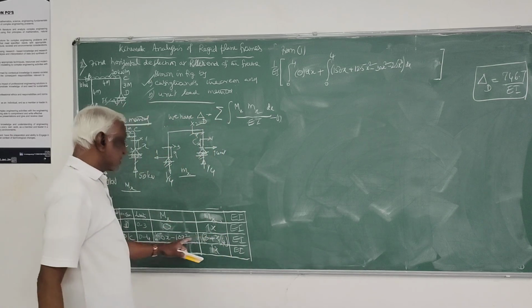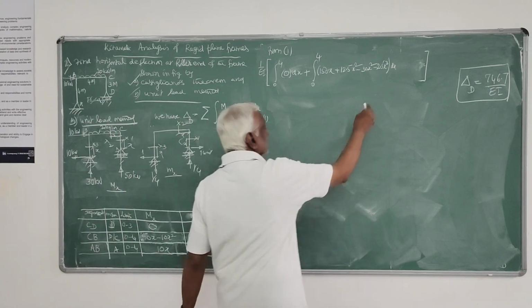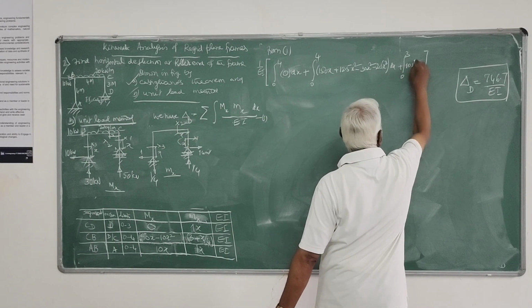This mx. Then here it is 10x square, plus 0 to 3, 10x square dx.